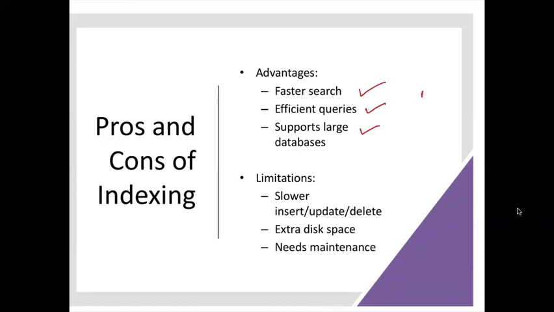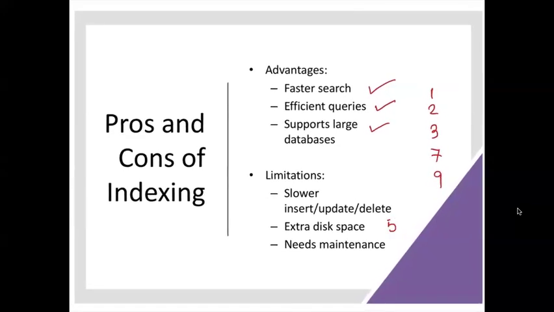So if I already have a table with 3, 7, 9, with data sorted according to this, and I want to insert a value of 5, then I have to locate the position where I have to insert the record. And then it might require some shifting of the other records. So insert, delete, and update become slower. Also, you need extra disk space because you are not only storing the data file, you also have to store the index file. So in such a situation, you need extra disk space for this.